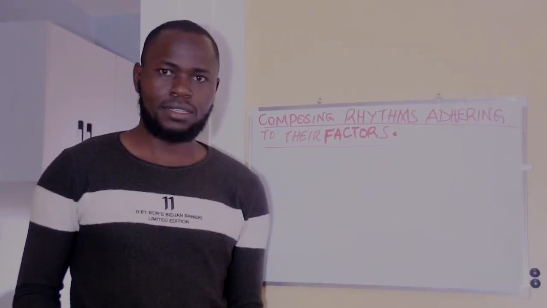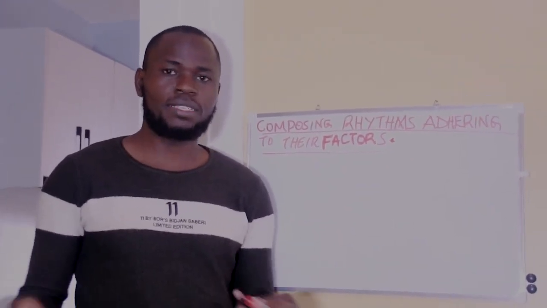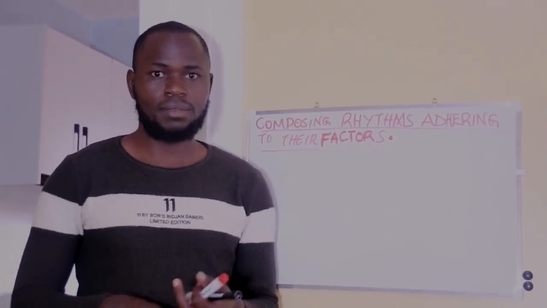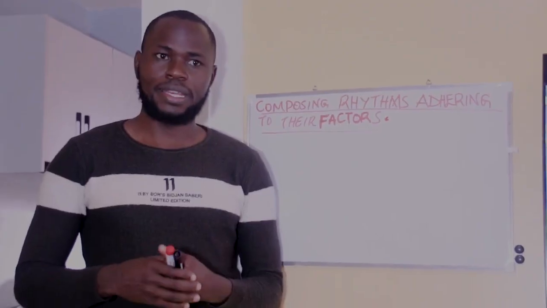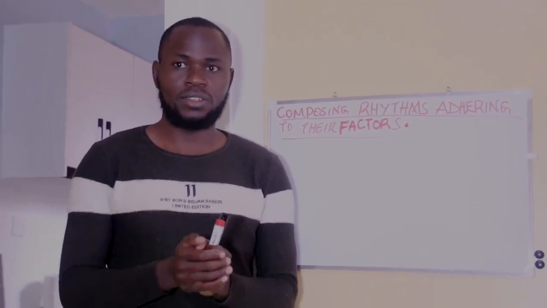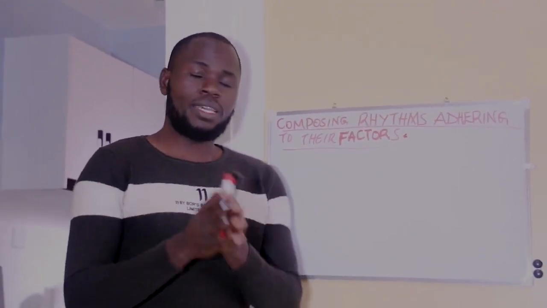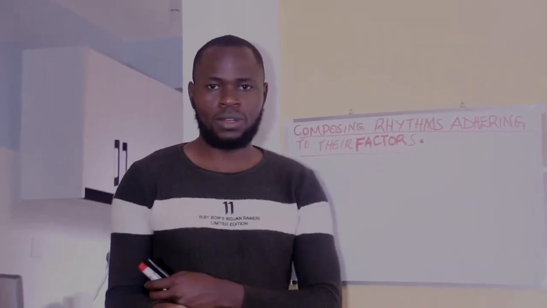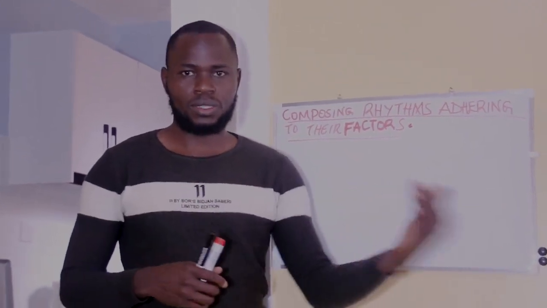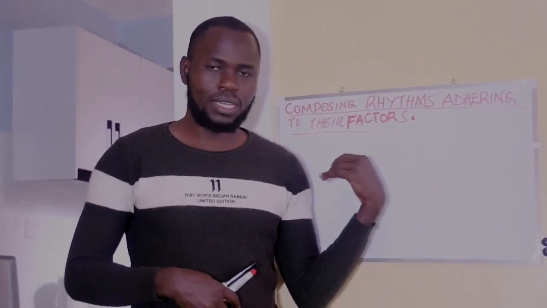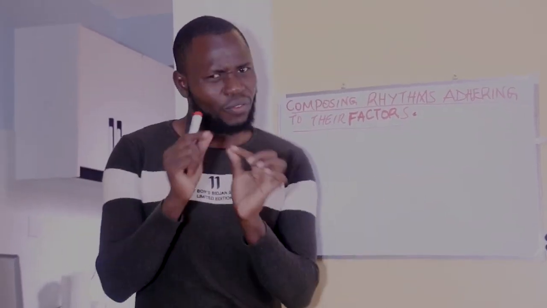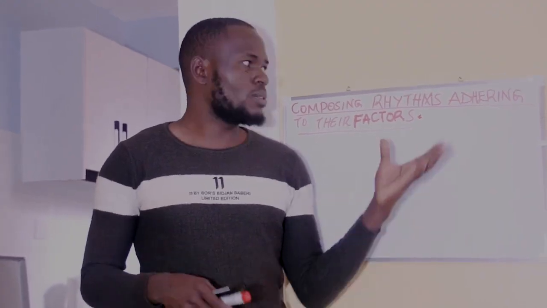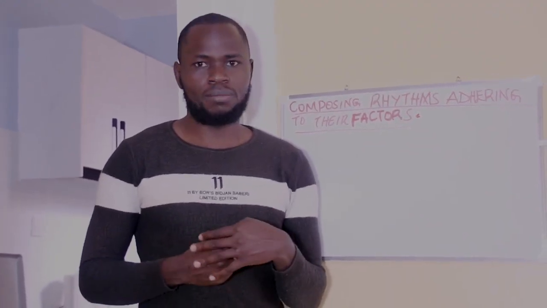Adhering to their factors. Previously we talked about factors to consider when composing rhythms, for example time signature, symmetry. We talked about use of rest, repetition of notes, variation of notes, among others. So we want to see where these factors are adhering. Then also we talked about composing rhythm in monotone, which means we repeated some notes. But now when we are composing this one, it's slightly different from composing using monotone. Why? Because this one we are going to consider these factors of rhythm.